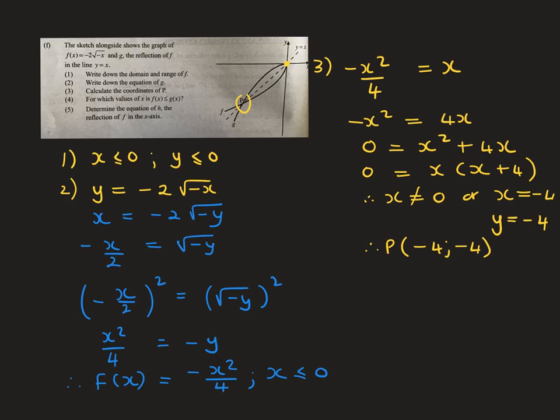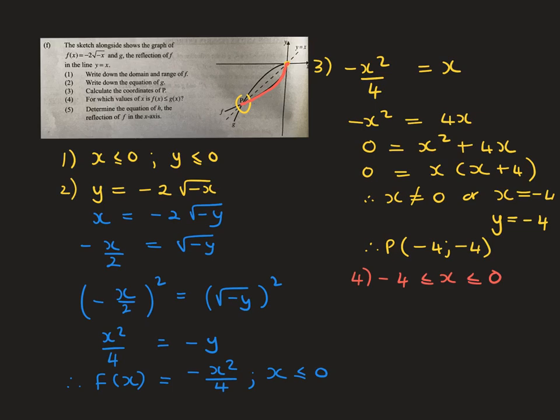Let's see question 4. For which values of x is f of x less than or equal to g of x? So the graph of f is below g in this area and equal to at the point P and at the origin. So from negative 4 to 0 would be that one.